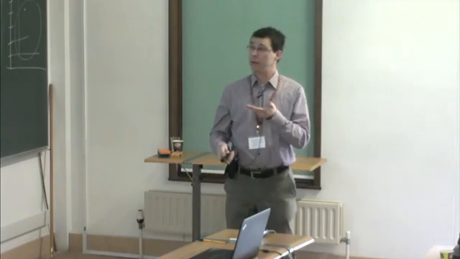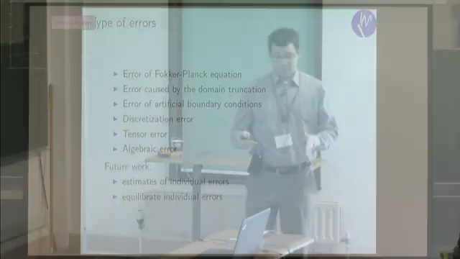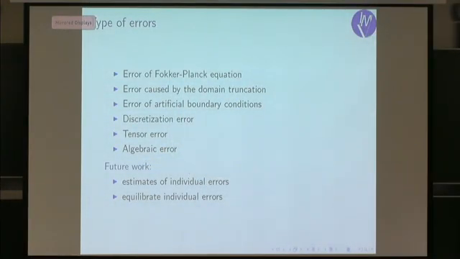We want to go even a little bit further, because what I was talking about was the estimate of the total error. But that error has different components. The Fokker-Planck equation does not describe the system exactly, so there is some error. I truncated the domain somehow, so I caused some error. I introduced an artificial boundary condition, another type of error. Then there is the discretization error: I replace the derivatives by finite differences.